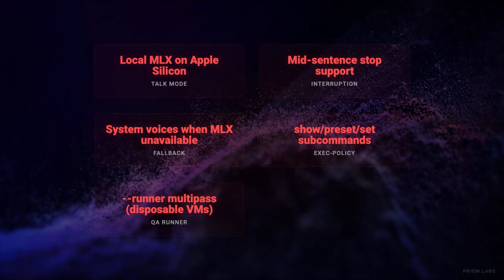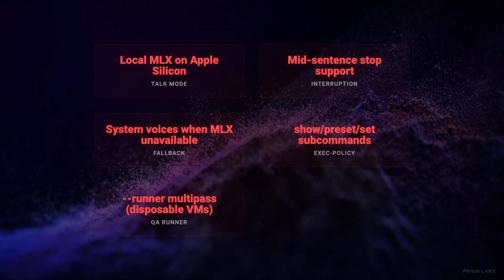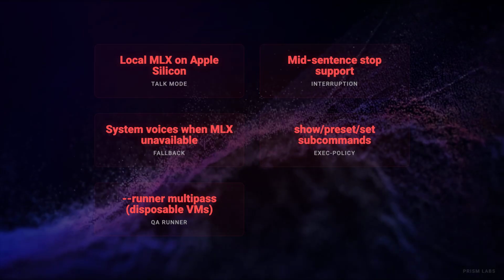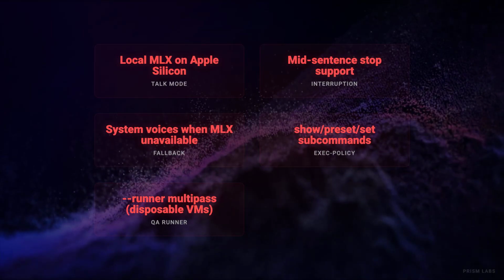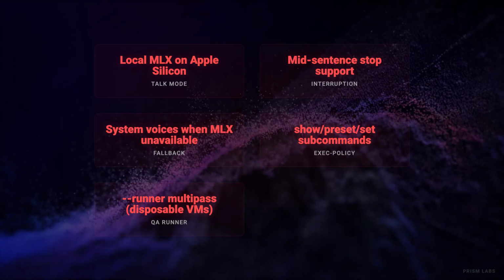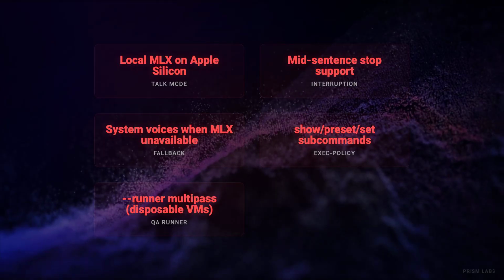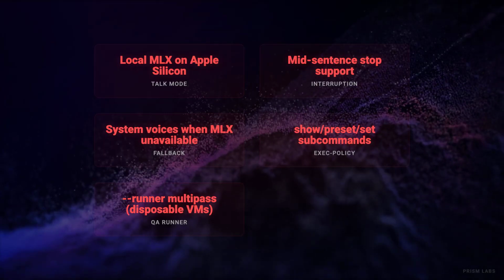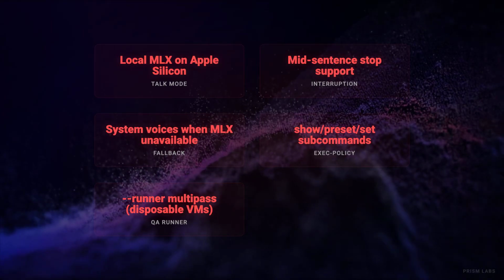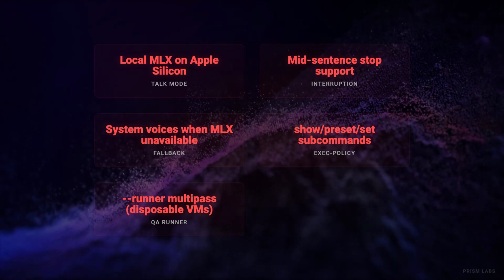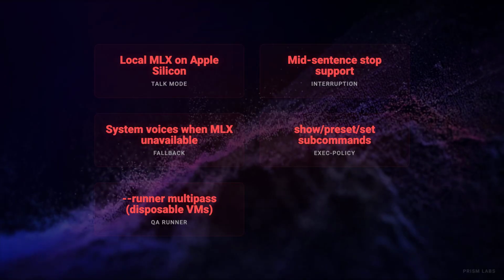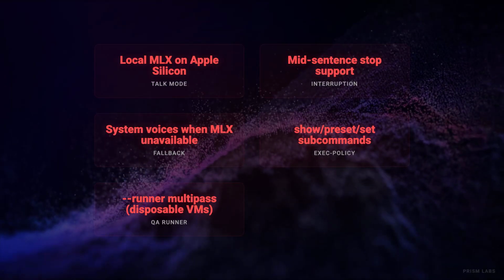On the CLI side, the new OpenClaw Exec Policy command gives you direct control over execution approval settings. The show subcommand displays your current policy, preset applies standard configurations, and set lets you customize individual settings. This synchronizes requested tool execution config with local approval state, giving you a single command to understand and modify how OpenClaw handles tool execution permissions.